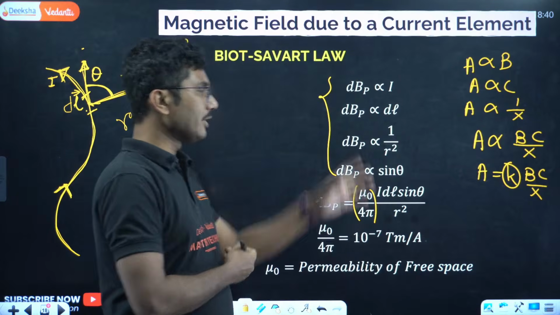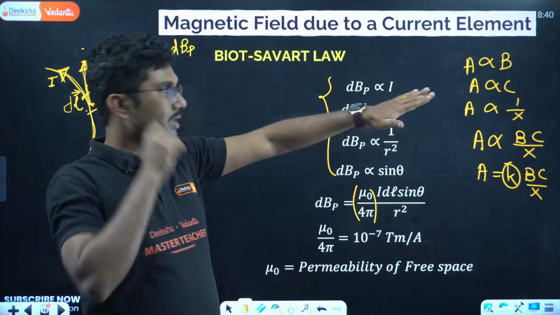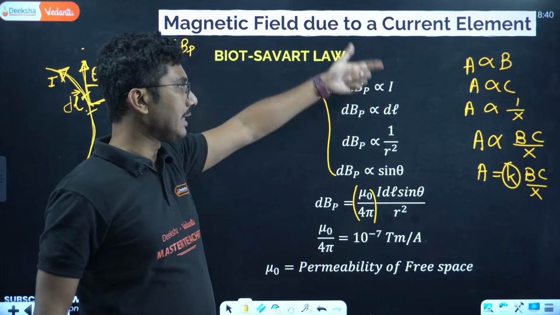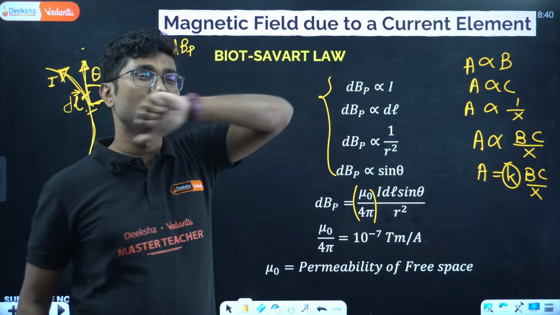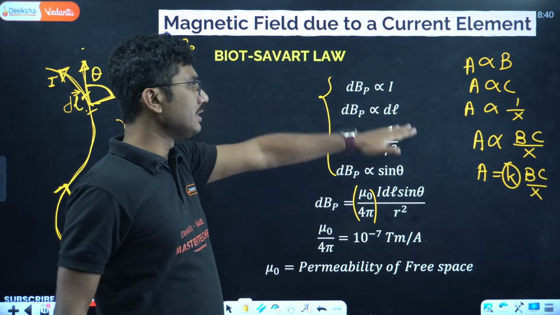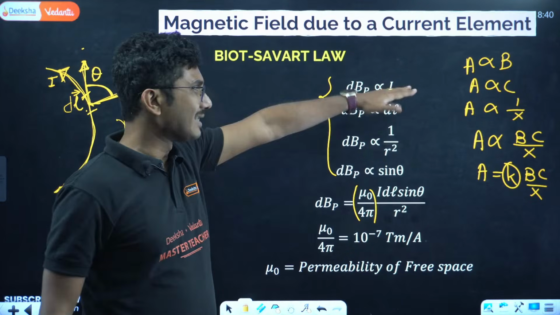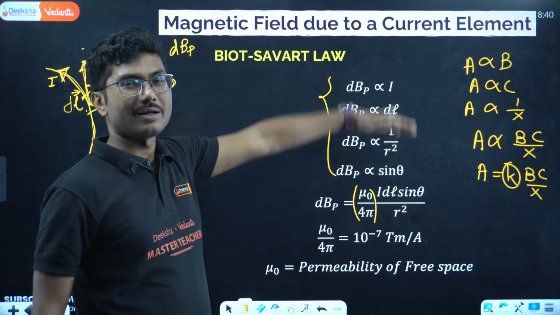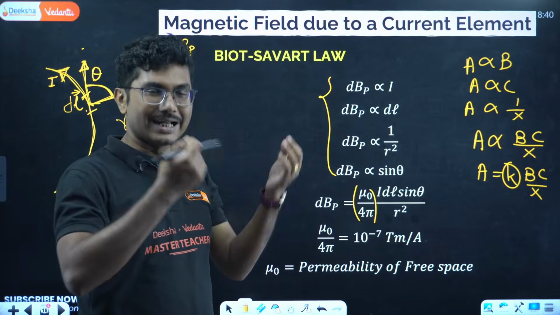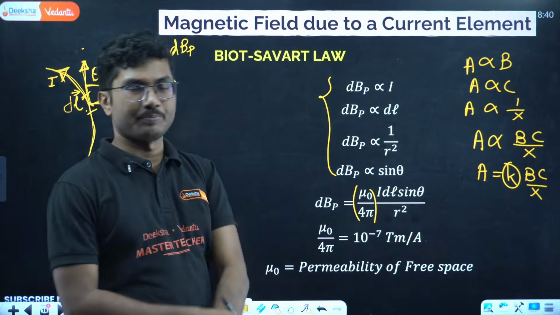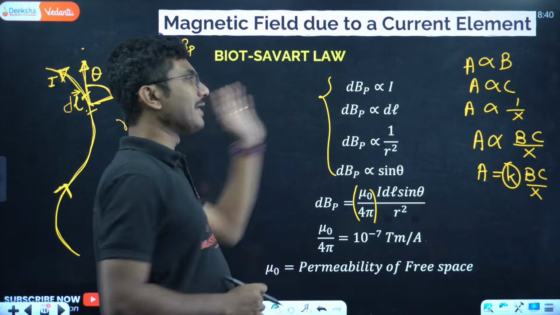So no matter what, if you are writing in this style, if you are writing dB is proportional to I dl 1 by r square sin theta, then do mention what these variables are. What is I, what is dl, what is r square, what is sin theta, what is theta, you have to mention them. Otherwise, you need to write everything in words.